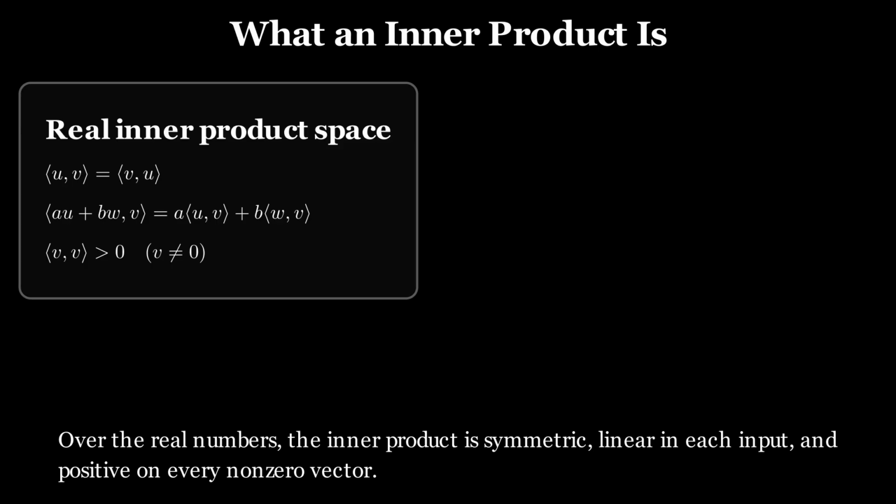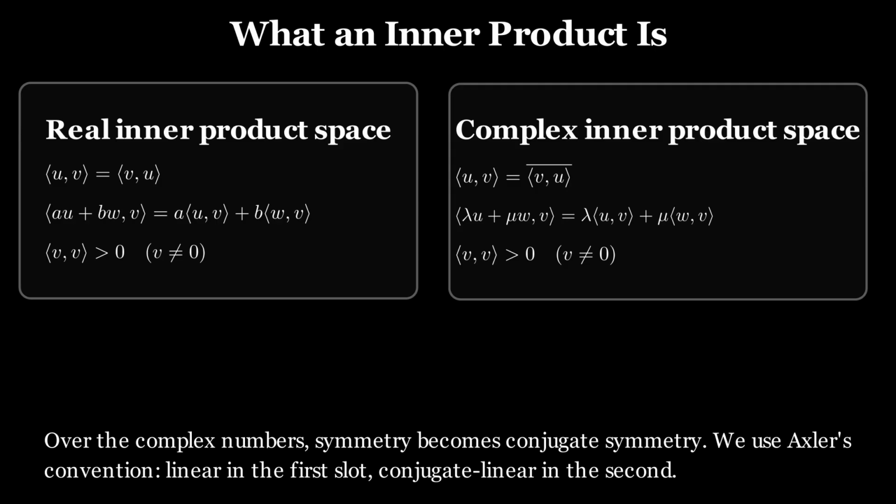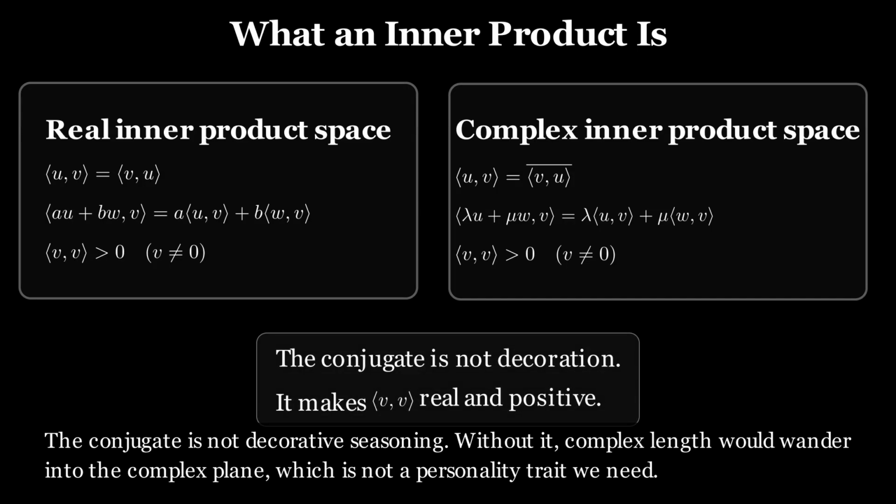Over the real numbers, the inner product is symmetric, linear in each input, and positive on every non-zero vector. Over the complex numbers, symmetry becomes conjugate symmetry. We use Axler's convention, linear in the first slot, conjugate linear in the second. The conjugate is not decorative seasoning. Without it, complex length would wander into the complex plane, which is not a personality trait we need.